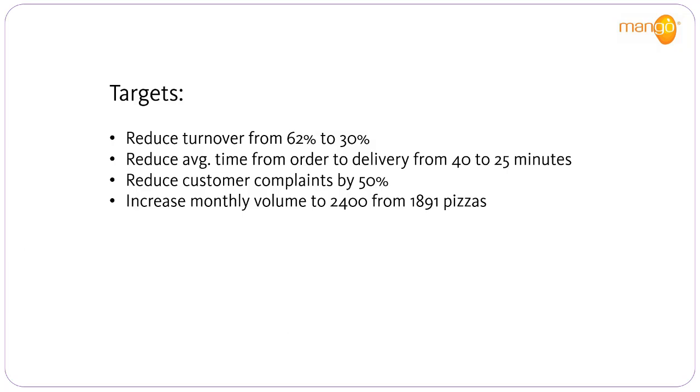So as part of step 4, now you set in the target. The current turnover of staff is 62%. We want to reduce that down to 30% turnover of staff. Reduce the time for delivery from 40 minutes down to 25 minutes. We're going to reduce customer complaints by 50%, and we're going to increase the volume, so they want to go for 2,400 pizzas. So those are the targets that you set up in the plan stage, because later on, as you do the checking and monitoring, you're going to check to see whether you achieve those targets.